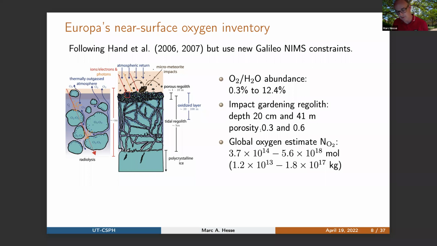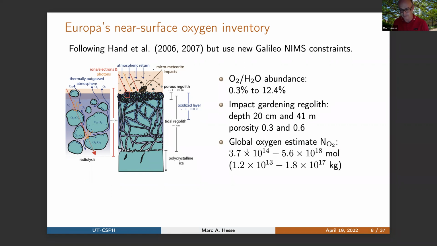Interestingly, the astronomers think that the porosity of the surface is somewhere around 90%, but that's where I have a physical intuition. I work on porous media, and the only porous medium with 90% porosity that I know is like a volcanic glass, like scoria. So I have trouble imagining the surface of Europa like that. So we're going to assume porosities at a more reasonable value between 30 and 60%.